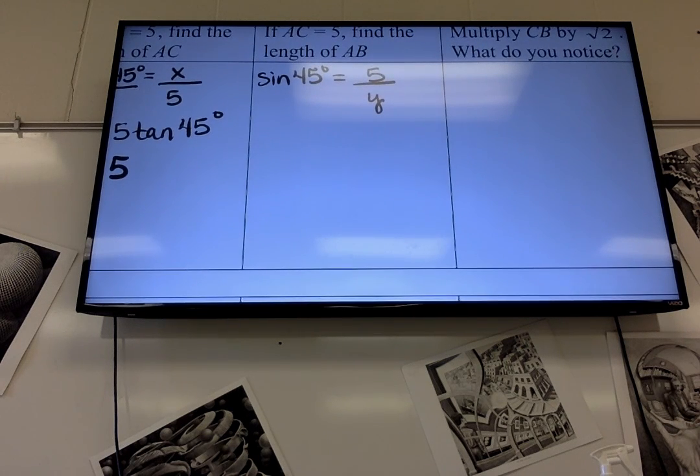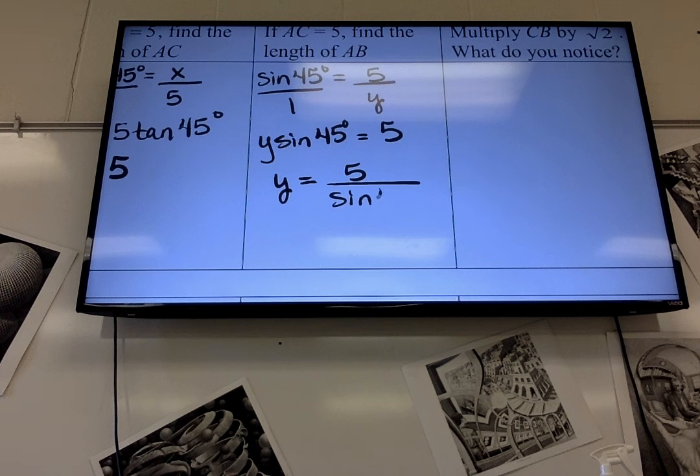All right. So cross multiply. Whoa. Did not mean to do that. You get Y times the sine of 45. I set it up this way for a purpose. And so what are we going to have to do here? Divide by, yes. So it's Y equals 5 divided by the sine of 45. So we'll just type that in. 5 divided by the sine of 45.